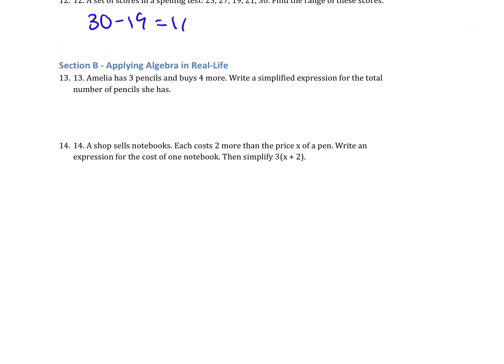Right, let's do a wee bit of algebra revision, okay? So I've purposely gone for wordy questions because they always give you wordy questions as well. So, Amelia has 3 pencils and buys 4 more. Write a simplified expression for the total number of pencils she has.